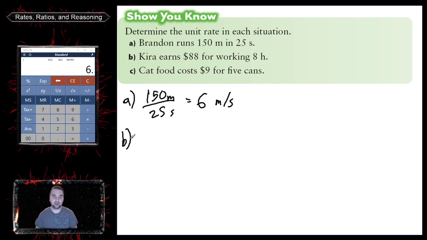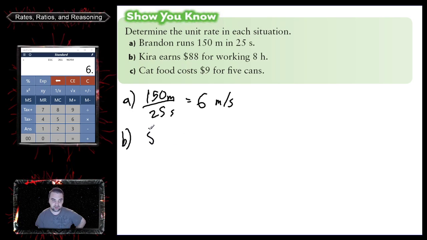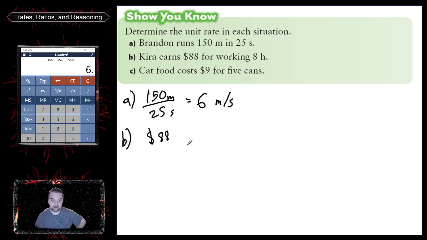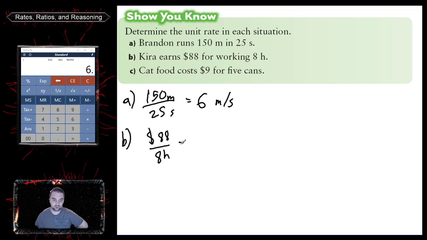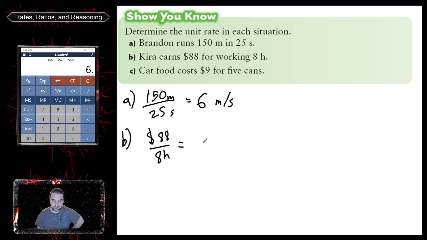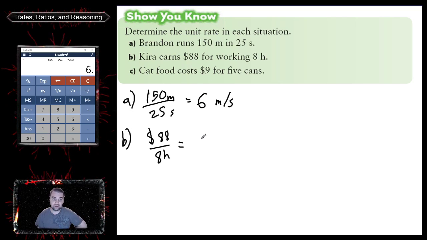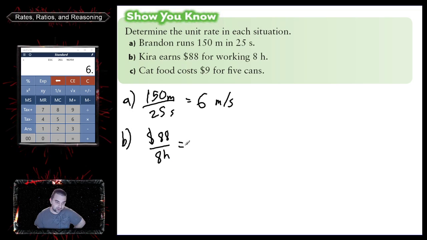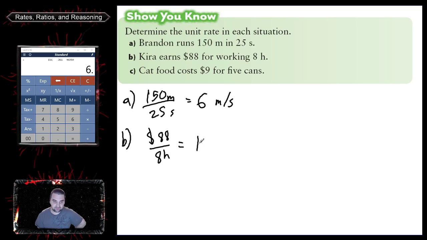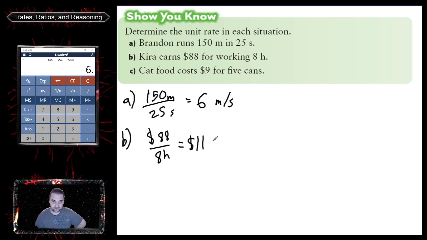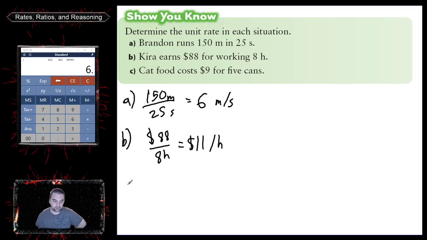Now for B, you have Kira. She is earning $88 for working 8 hours. So that's going to be dollars per hour. That's her hourly wage. It's also the unit rate. 88 divided by 8, well, that's an easy one. That's just 11. I don't even need my calculator for that. So it's going to be $11 per 1 hour.